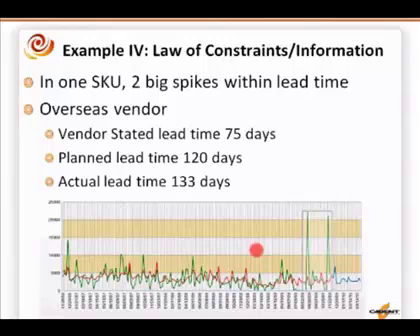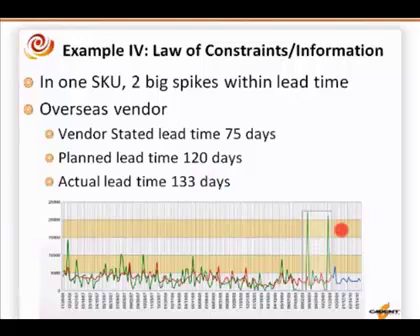In one SKU, there were 2 big spikes. It was an overseas vendor. The vendor stated a lead time of 75 days to get the product. The company planned a lead time of 120 days to give them some cushion, as part of their safety stock. The actual lead time this year has been 133 days. They had not talked to the vendor and rectified it because sales were going down. It probably really didn't matter.